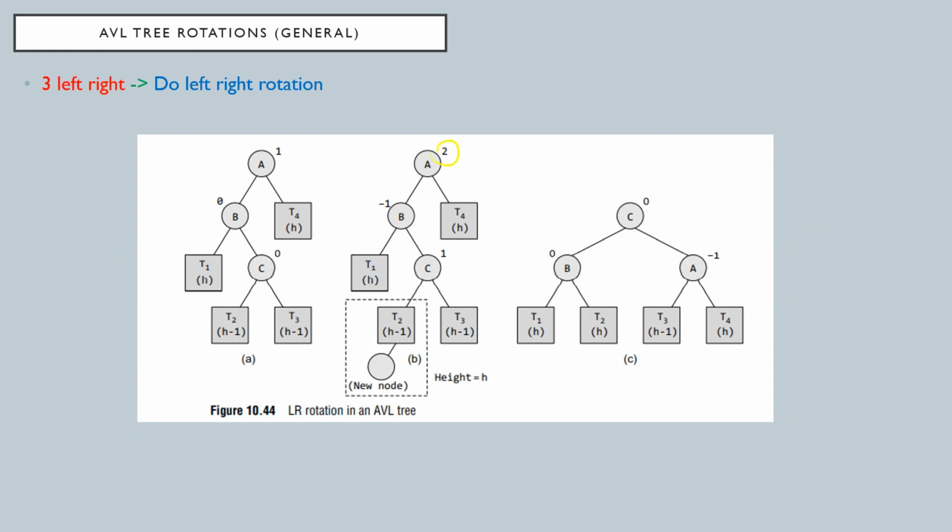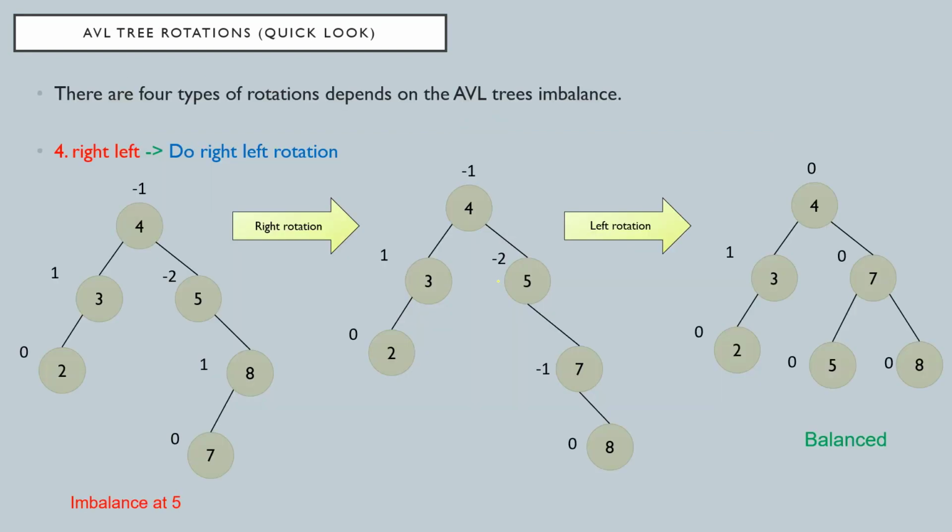So again, this is the invalid value. So left-right manner. So first you perform a left rotation, then you perform a right rotation. It makes this type of tree.